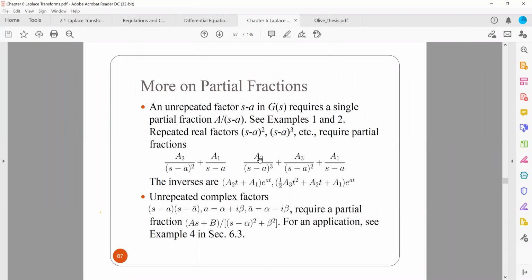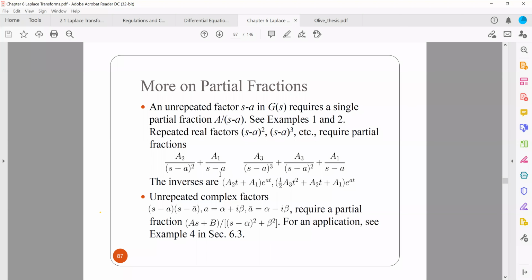So you should have one that is A3 over (s minus a) cubed. Another one should be A2 over (s minus a) squared. Another one should be A1 over (s minus a) to the power 1. That's just the way you have to do it in order to get the correct answer. I don't know if you remember these things of partial fractions, but those are some of the rules.